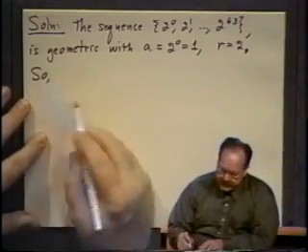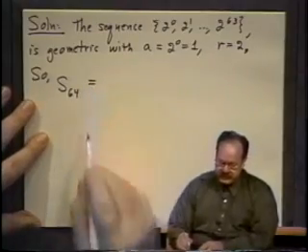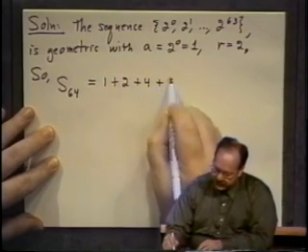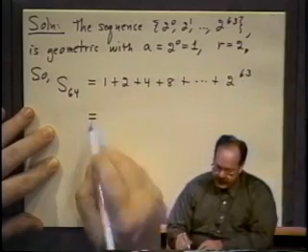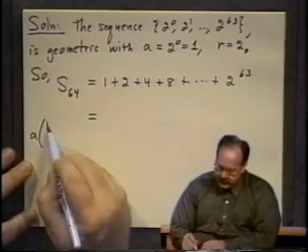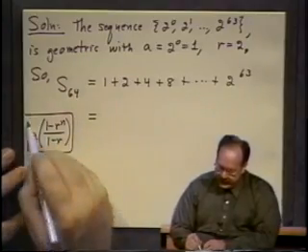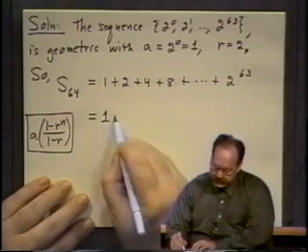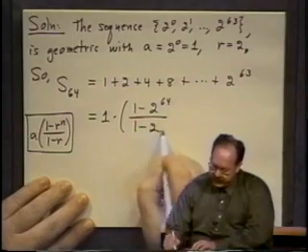So with that in mind, what is S64? The sum of the first 64 terms. Well, that's 1 plus 2 plus 4 plus 8 plus all the way up to 2 to the 63. And by the formula, remember the formula, I even write it over here, A times 1 minus R to the N over 1 minus R. If we are adding up 64 things as we are doing here, with A equal 1, we have 1 times 1 minus 2 to the 64th over 1 minus 2.